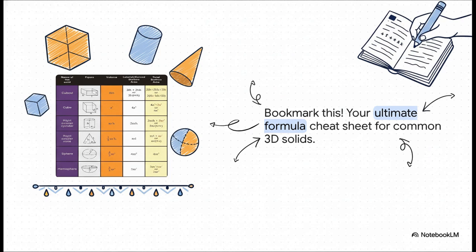And of course, what's a math chapter without some formulas, right? So here it is, your ultimate cheat sheet. It's got all the key formulas for the big shapes you're going to run into. Cubes, cylinders, spheres, the whole gang. Go ahead, pause, and take a screenshot of this. It's going to be a lifesaver when you're studying.